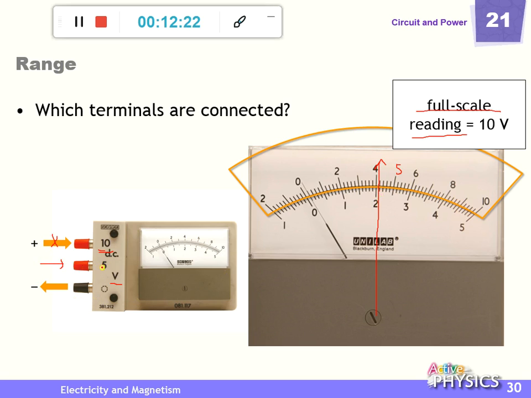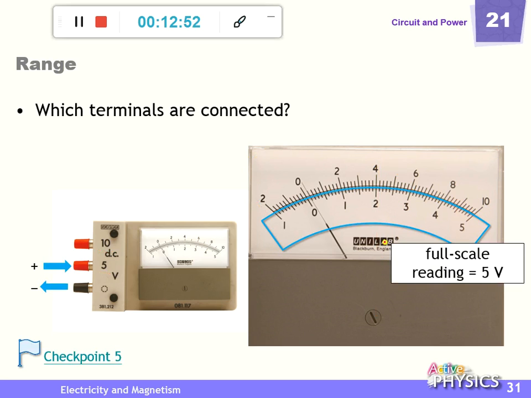On the other hand, if I disconnect this connection and connect to 5, then what is your reading? In this case, you should look at the lower part, because this one is 5. Then your answer should be 2. Okay, pay attention. This one is 2 and 3, and in between there should be 10 divisions. So your exact answer should be 2.1 volts in this case. In this case, for 5, the maximum reading should be 5 volts.